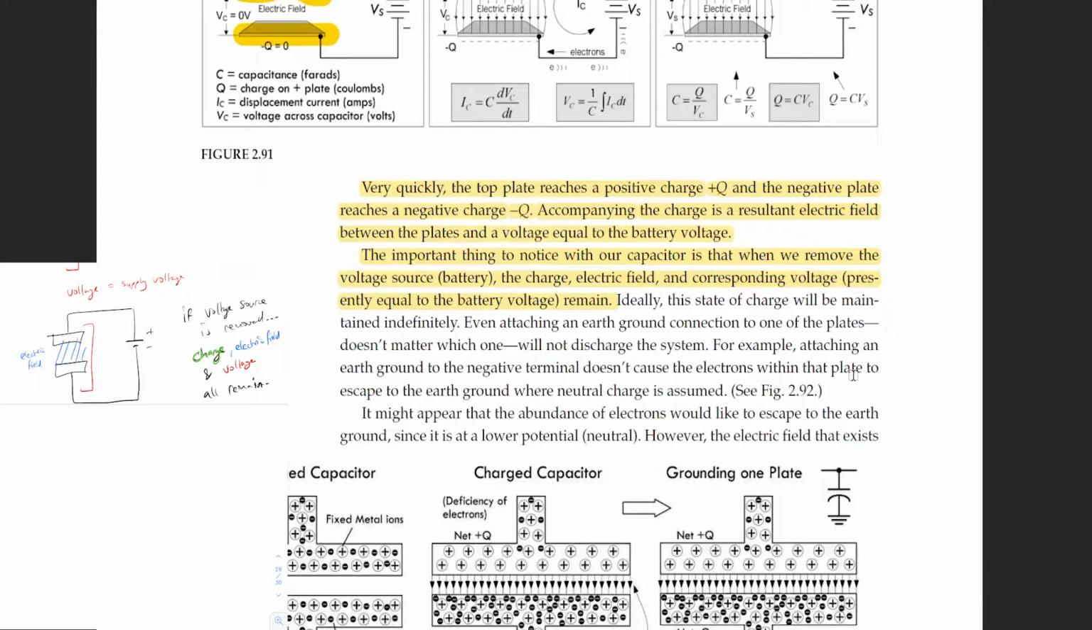So ideally this state of charge will be maintained indefinitely. Huh? How's that? Even after attaching an earth ground connection to one of the plates, doesn't matter which one, it will not discharge the system. Why is that? For example, attaching an earth ground to a negative terminal doesn't cause the electrons within that plate to escape to the earth ground where neutral charge is assumed.